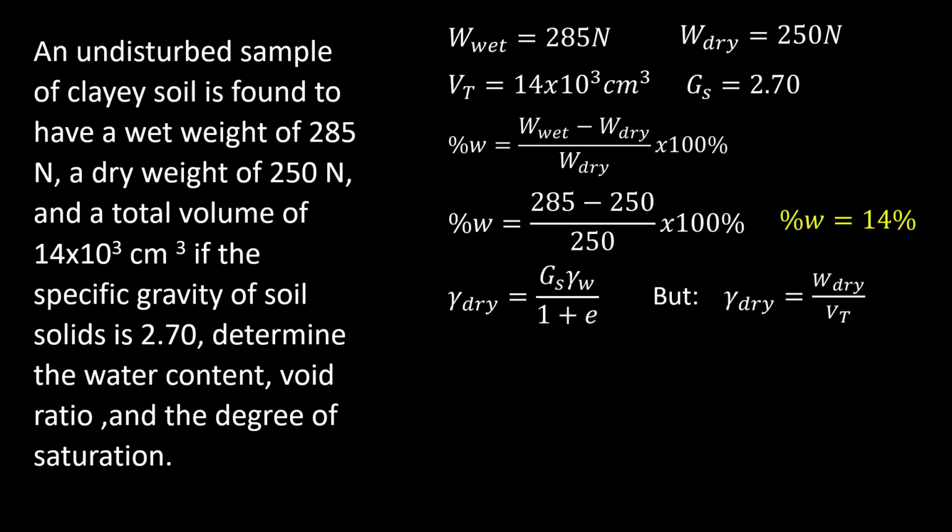As we can see, the first formula is dry unit weight equals to the product of specific gravity and unit weight of water divided by 1 plus e. In this given formula, the only missing are e and the dry unit weight. That is why we have to calculate for the dry unit weight to solve for the void ratio. And take note of this, specific gravity is already given and even the unit weight of water. So we have to determine first for the dry unit weight.